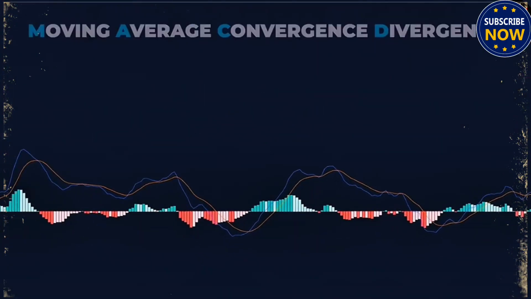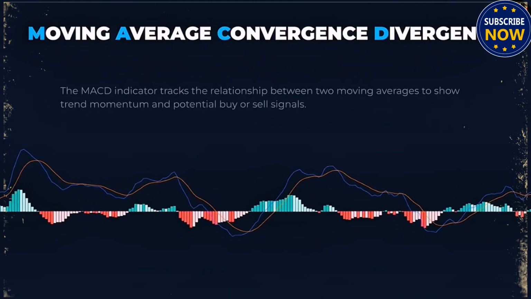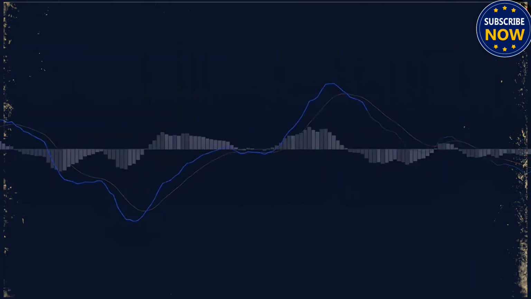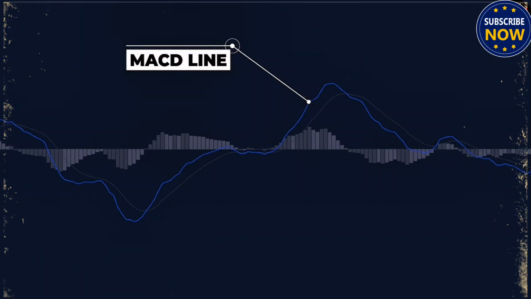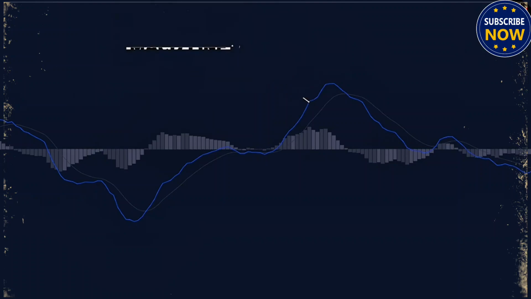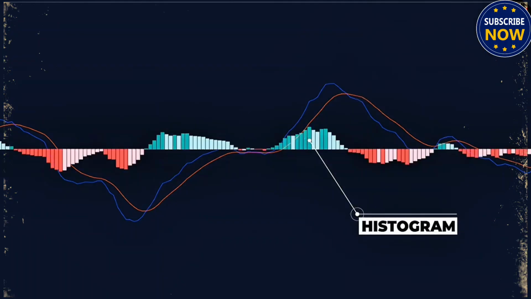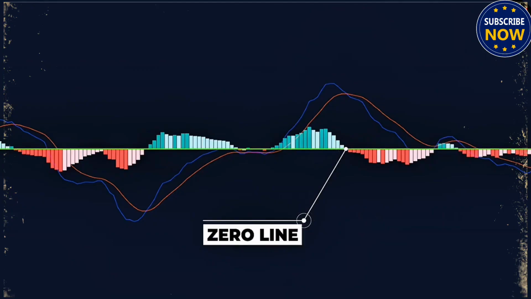Now, here's a quick breakdown of how it works. The MACD, Moving Average Convergence Divergence, tracks the relationship between two moving averages to show trend momentum and potential buy or sell signals. It's made up of 4 components. The MACD line, which is the blue line, a faster moving average, usually 12 period. The signal line, which is the orange line, a slower moving average, usually 26 period. Next, we have the histogram, which shows the difference between the two lines. It helps visualize momentum. And finally, the zero line, the midpoint that separates bullish and bearish momentum.